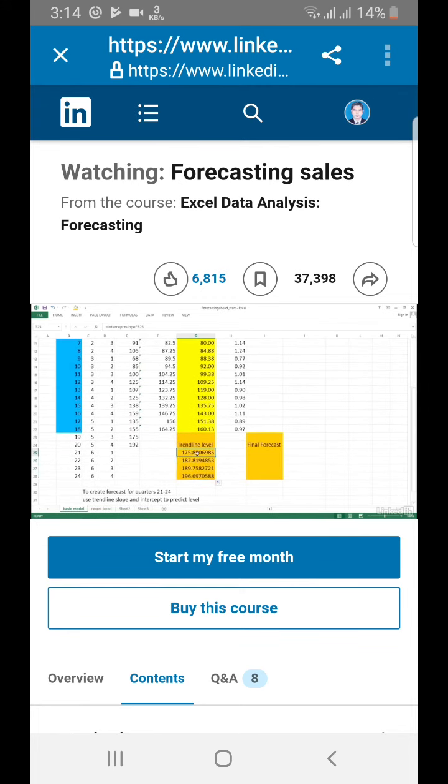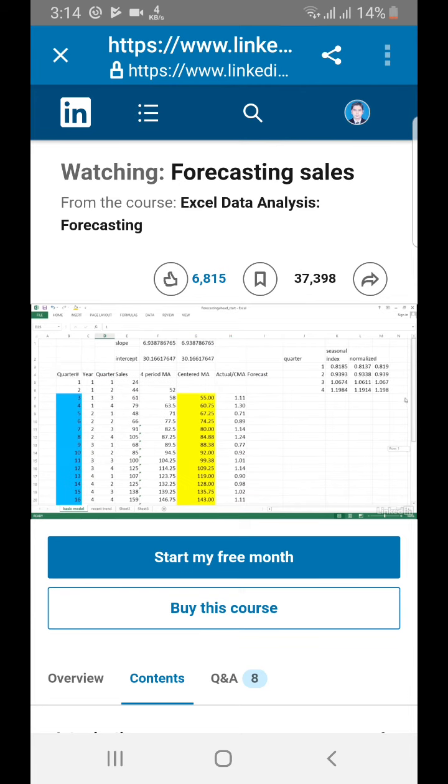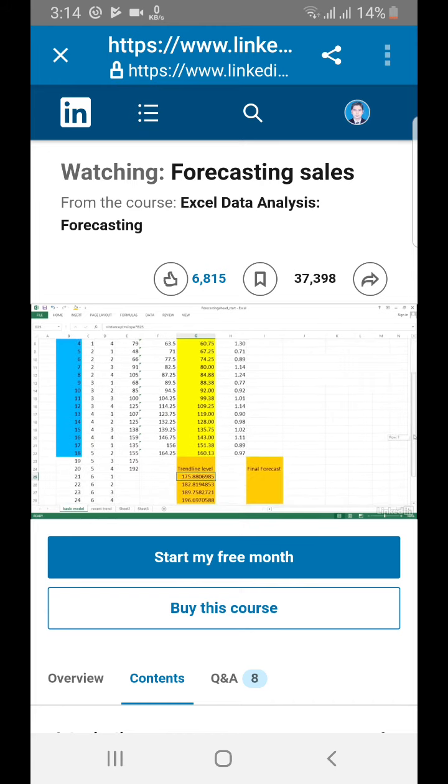Okay, well, that's not the final forecast. If you think that's the final forecast, you really haven't learned much from the previous videos. We need to layer on seasonality. So quarter 21 is the first quarter. You need to look up the first quarter seasonality, and those will come from column L here. When quarter 22 is the second quarter, you look up the second quarter of seasonality. So what we want to do is adjust the trend line level by the seasonal index for each quarter.